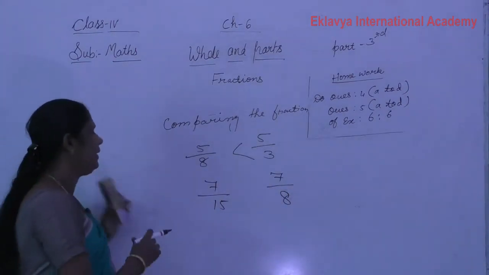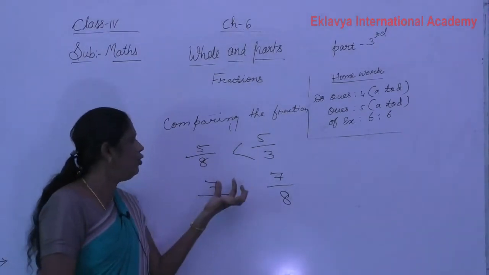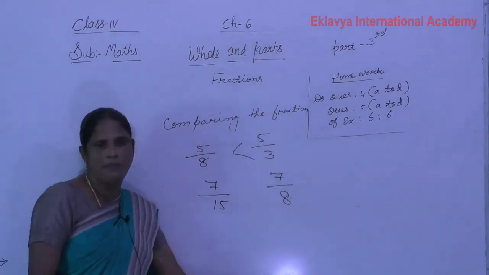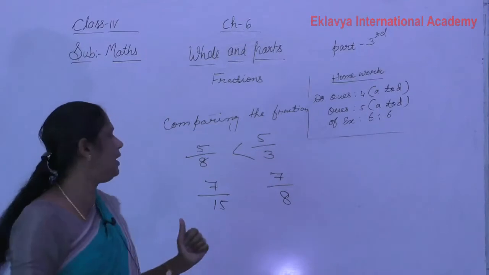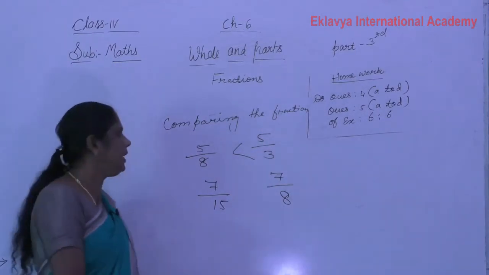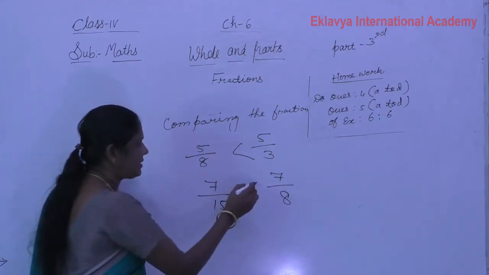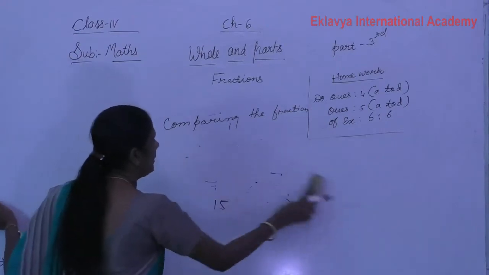7 by 15 and 7 by 8. Look here. Here the denominators are different, numerators are the same. Which is the greater fraction? Smaller the denominator is greater. Then this one is greater.